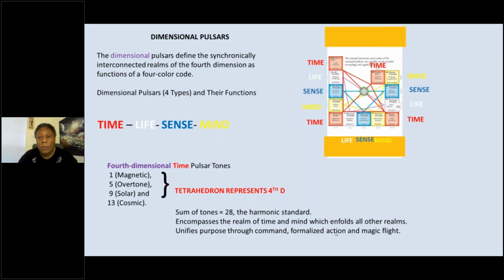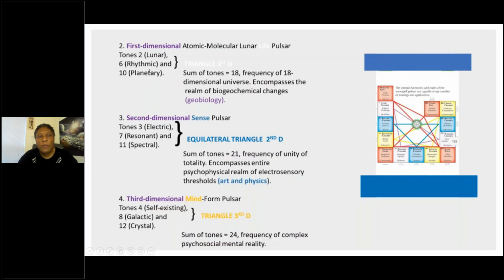Now we begin to see, and we still don't have any archetypes with this, right? We're just learning the skeleton parts of the dimensional pulsars. 1st dimensional, we already did time. Now we're going to do life. It's going to be atomic, molecular, lunar pulsar. 6, rhythmic. 10, planetary. They're all together going to create a 1st time dimension triangle. And the sum of that is going to be 18. Frequency of 18 dimensional universe. Encompasses the realm of biogeometrical changes.